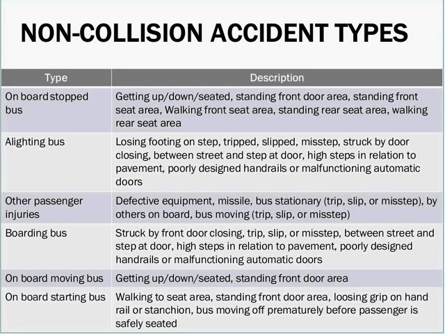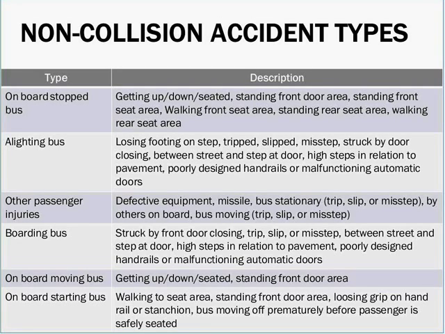The non-collision accidents are generally classified into these six categories: onboard stopping, alighting the bus, that's the stairs, other passenger injuries as a result of defective equipment, and somebody throwing something at a bus window. Recently there was an article in the paper where a rock was thrown through a bus, and unfortunately the person who was hit by the rock went into a coma and ultimately died because the window was open. That was a sad situation. It was recently posted on the internet.